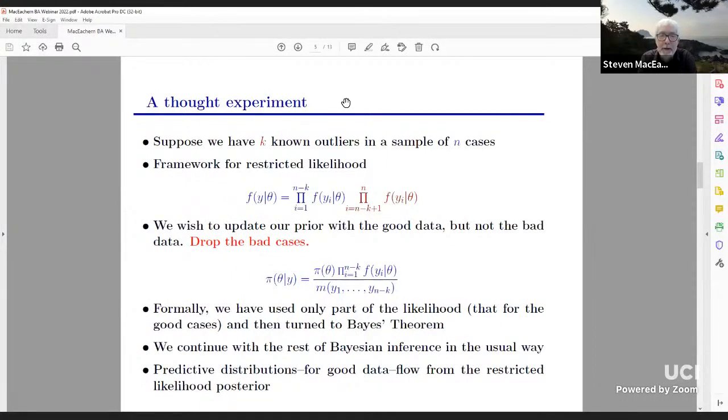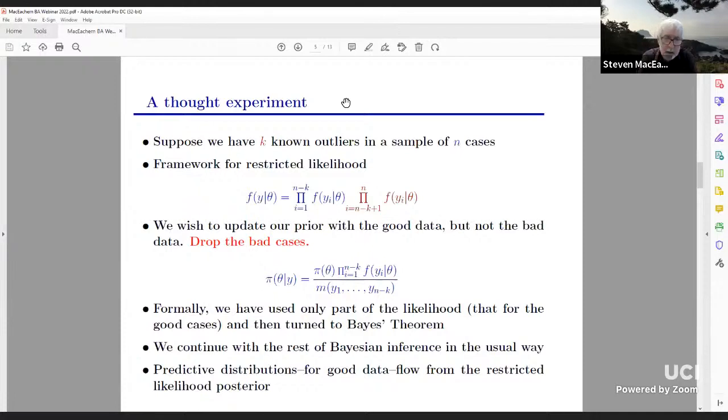And if we were to write down the full model, we'd say the density for a data vector Y given theta is just the product of all the individual likelihoods. Right? And that would be the likelihood we would use. And if you're using Bayes' theorem based on the entire sample, you would just use the product over all N cases, and that's it. But here's the twist.